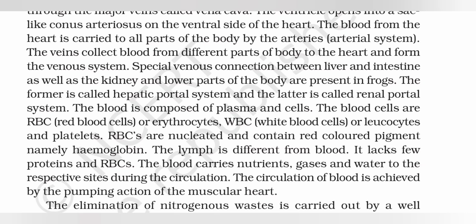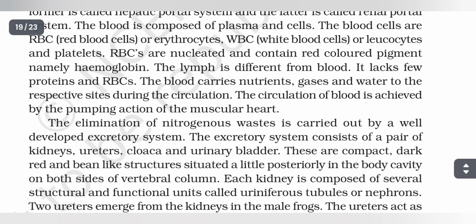The blood is composed of plasma and cells. The blood cells are RBCs, red blood cells or erythrocytes, WBCs, white blood cells or leukocytes, and platelets. RBCs are nucleated and contain a red colored pigment, namely hemoglobin. The lymph is different from blood. It lacks a few proteins and RBCs.